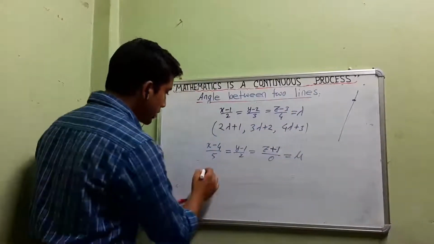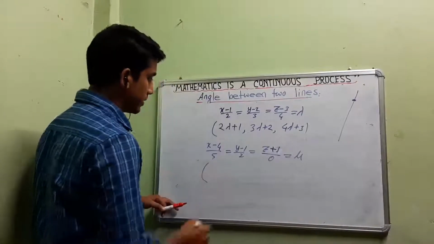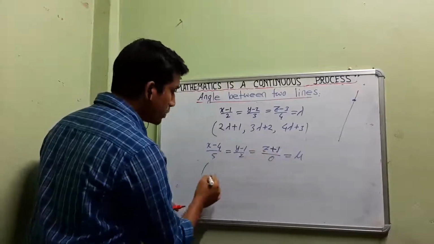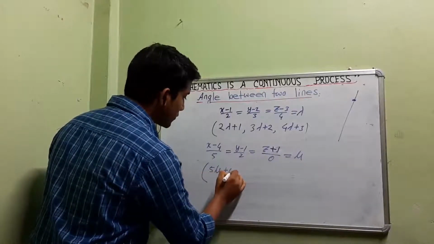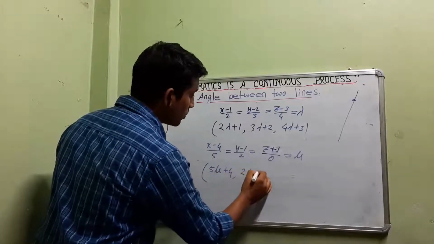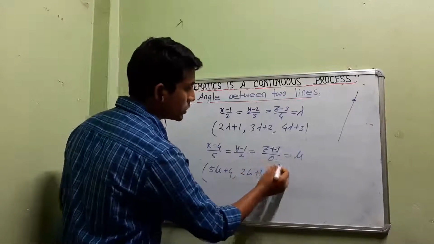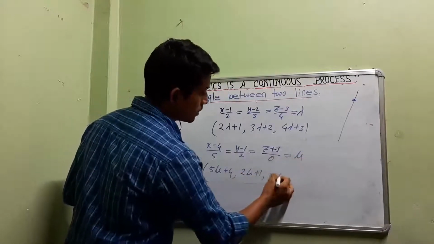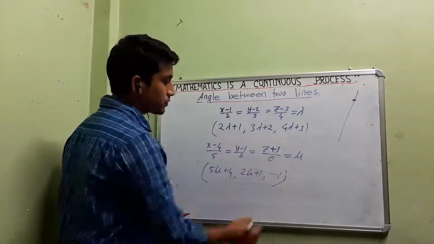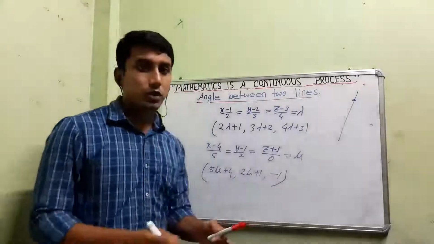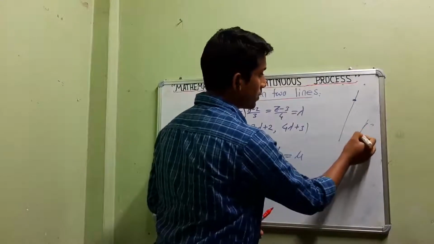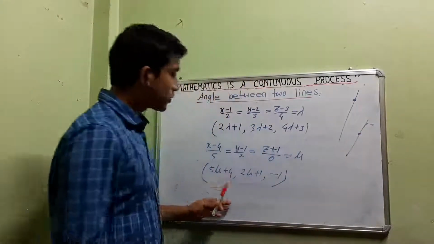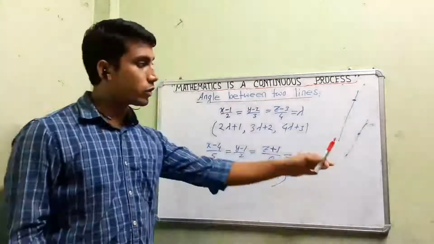Then we'll find the coordinates of any point on the second line. If I equate the first fraction equal to mu, here I have taken the constant mu, it will be 5 mu plus 4, comma, 2 mu plus 1, comma, this one would be 0 into mu minus 1, so it will be only minus 1. Okay, now listen to me, one concept. This is the coordinates of the point on the second line.